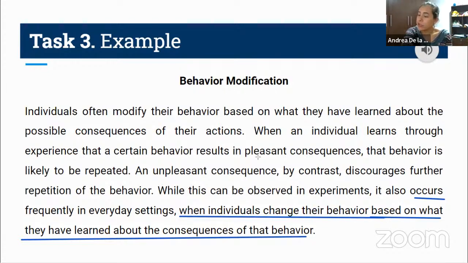So behavior modification happens when a person changes his or her behavior based on what they have learned about the consequences of that behavior. Exactly it. So the next and most important thing that you have to do when you're reading this is to find the definition and take notes about that. Obviously you don't have to write everything down, but some keywords that will help you remember the definition. You can always summarize it, right?